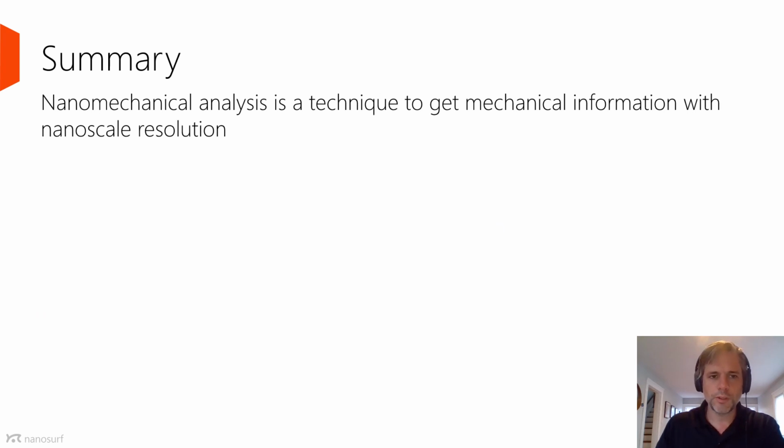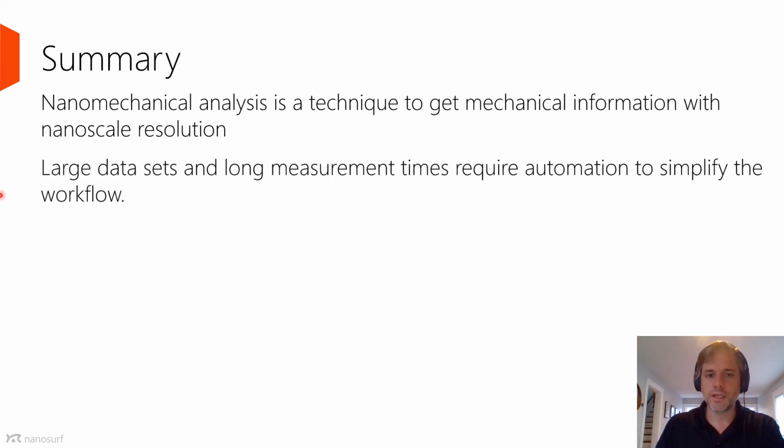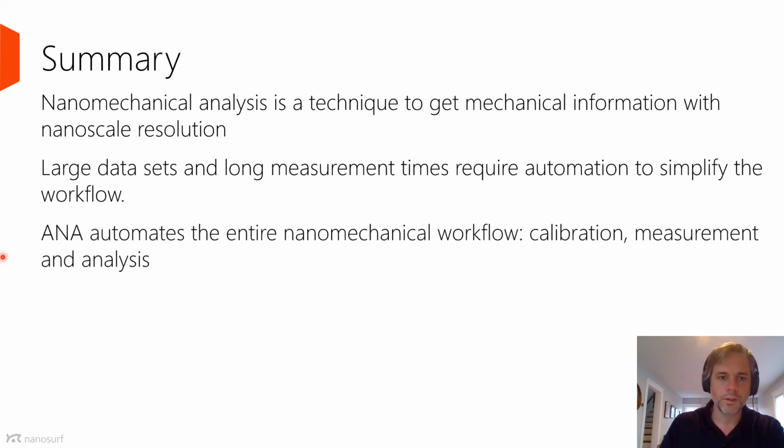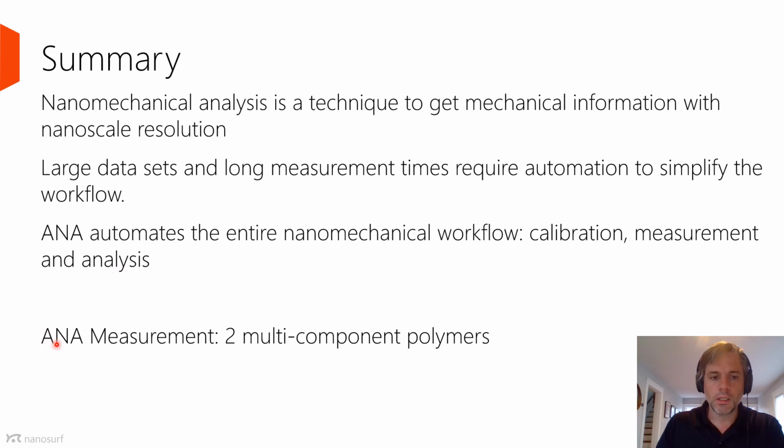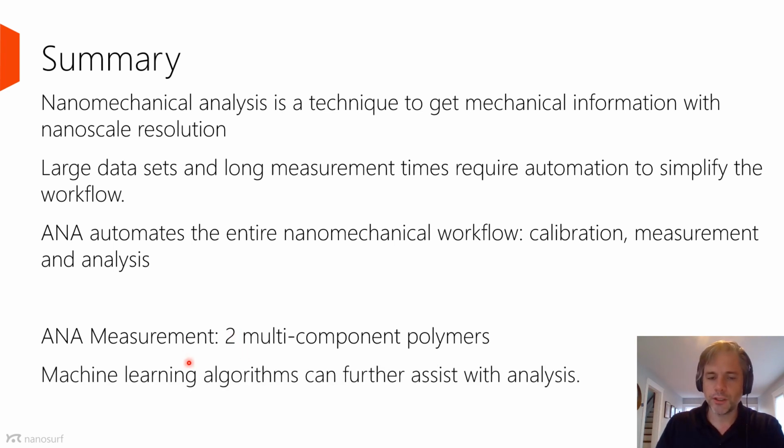So, in summary, nanomechanical analysis is a technique to get mechanical information with nanoscale resolution. Large data sets and long measurement times require automation to simplify the workflow. ANA automates the entire nanomechanical workflow, from calibration to the actual measurement and analysis. In this webinar, I showed you an ANA measurement, two different multi-component polymers, and I showed you how machine learning algorithms can further assist with the analysis.